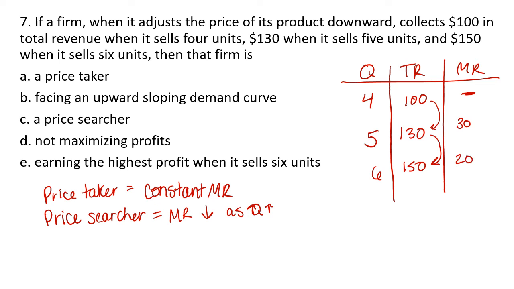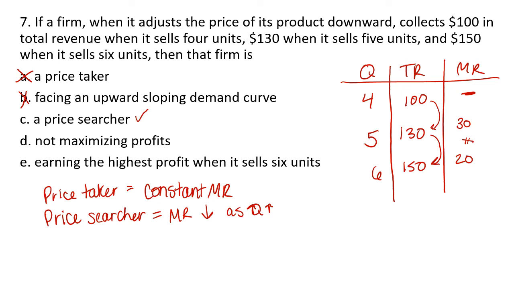So we see that these two numbers are not the same. They're not equal. And because of that, it must not be a price taker. So that is not our answer. B says it's facing an upward sloping demand curve. Not only is that not the case, that's not possible. Demand is downward sloping. They are indeed a price searcher because their marginal revenue is changing.